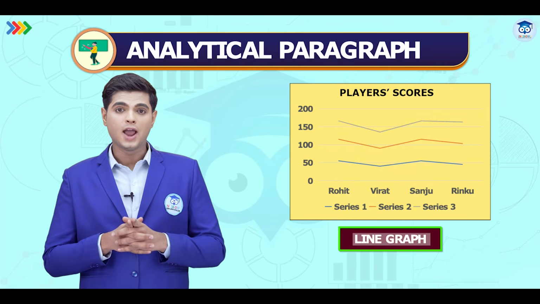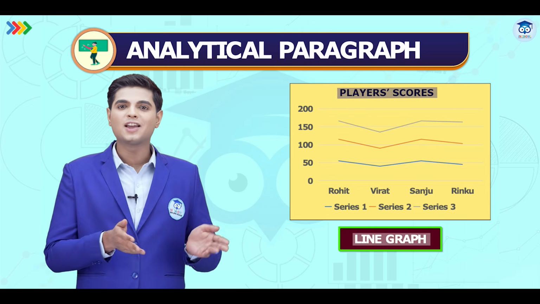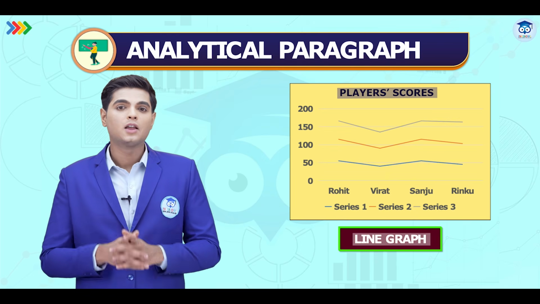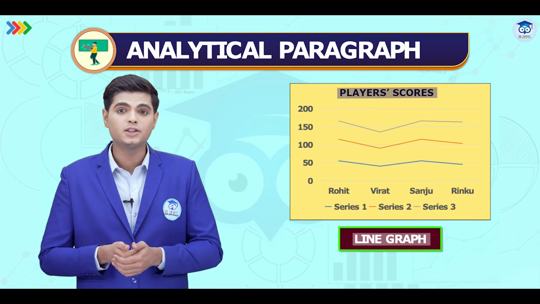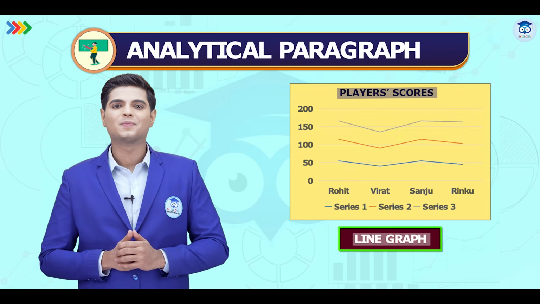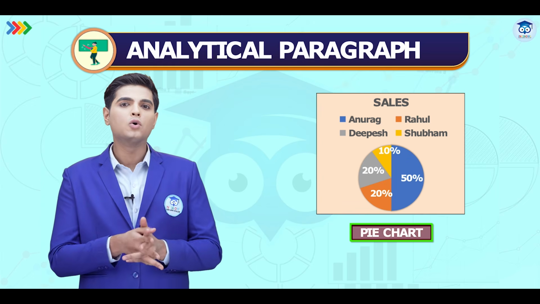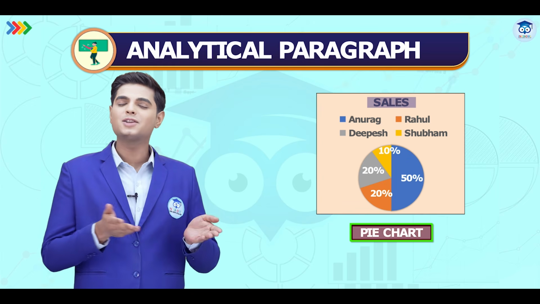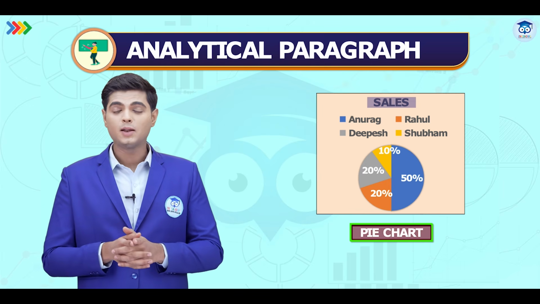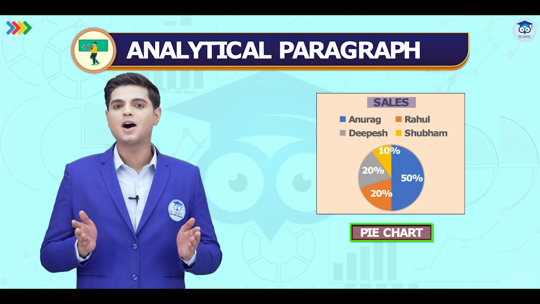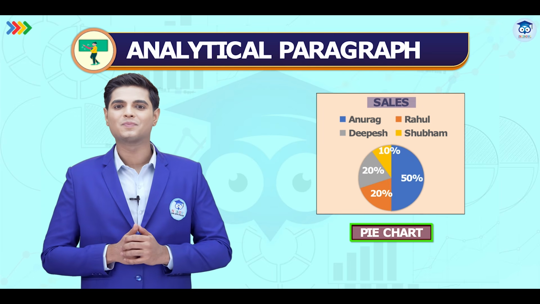For example, a line graph might show player scores in a series of matches for players like Rohit, Virat, Sanju, and Rinku. Line graphs highlight trends and fluctuations that can be analyzed and explained in your writing to provide insights into the data. You may also encounter a pie chart, which shows proportions of a whole, such as sales percentages among different individuals like Anurag, Rahul, Dipesh, and Shubham. Pie charts help to understand how a total is divided among parts, and your task will be to interpret these divisions clearly and accurately.